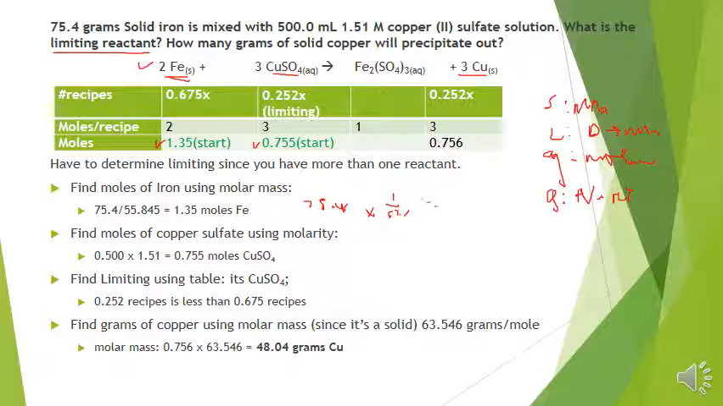All right, enough moles. I always like to divide the grams by the molar mass to figure out moles. So I'll put that number here. I'm not done.